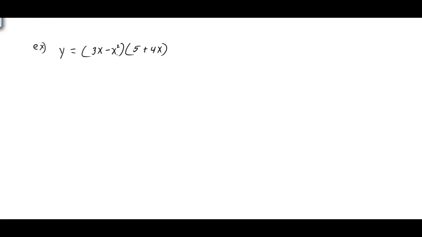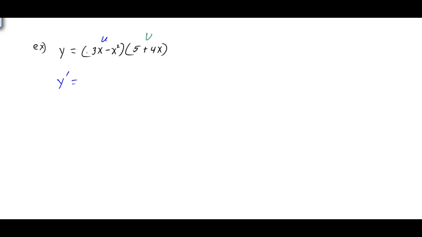Now, for example, if you didn't want to use the product rule, then you could multiply this out and take the derivative of each individual term. But we want to get practice with using the product rule. So here we have u and v.